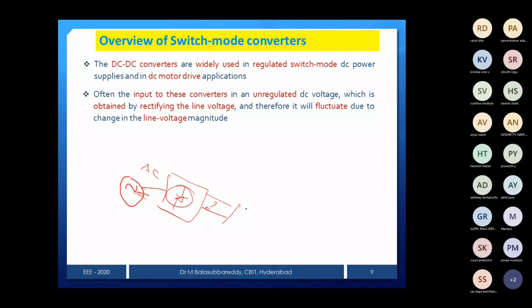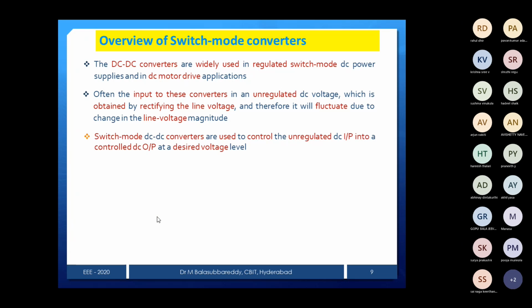But now you can see what will happen if this supply fluctuates. If the supply fluctuates, this will also fluctuate, and that will affect the voltage magnitude. So that's what you can see, fluctuation due to the change in the line voltage magnitude. If the line voltage is fluctuating, automatically the output is also going to fluctuate.